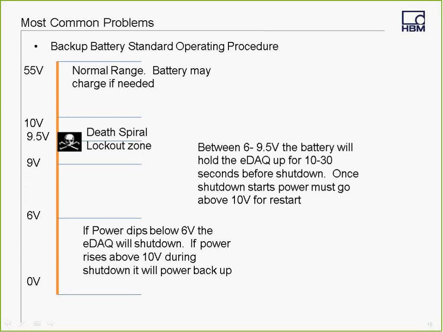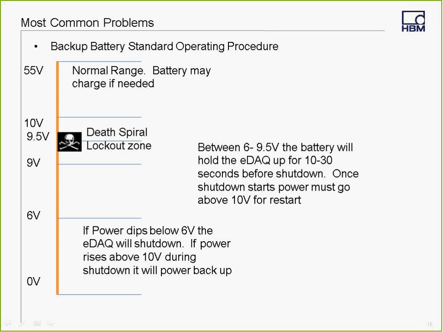So here's just a look at our backup battery operating procedure, because it does affect the death spiral lockout, and it's also just good general information. Officially the good range for eDAQ power is 10 to 55 volts. But in reality, if you're down close to 10, you're flirting with possible problems. The approximate death spiral voltage level is 9.5 volts. The toggling that we talked about on the previous slide would be between 9.9 or 9.5 volts and 10.